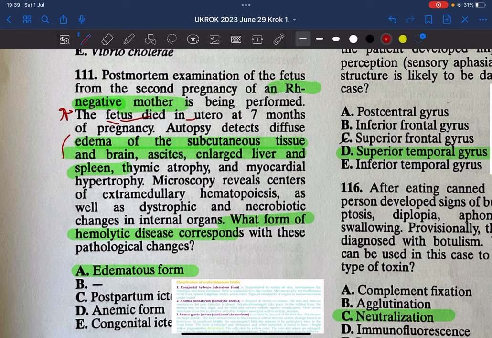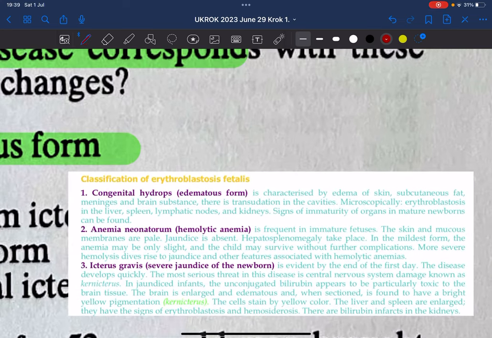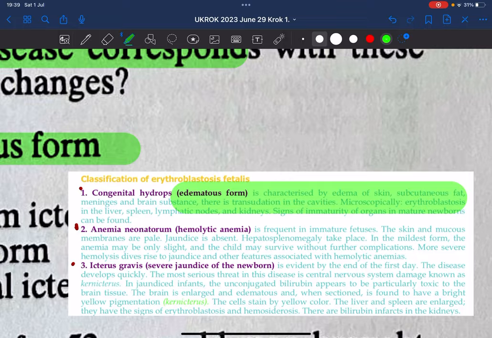It has some forms: an edematous form, a hemolytic anemic form, and an icteric form. You can read about these forms in the PDF, but the form characterized by diffuse edemas is called the edematous form.